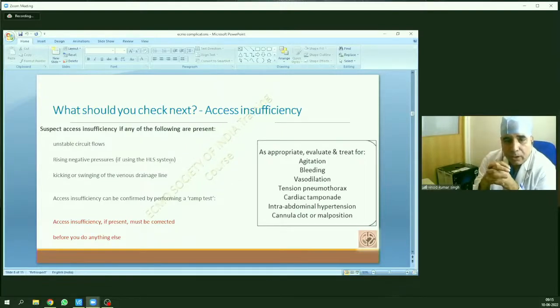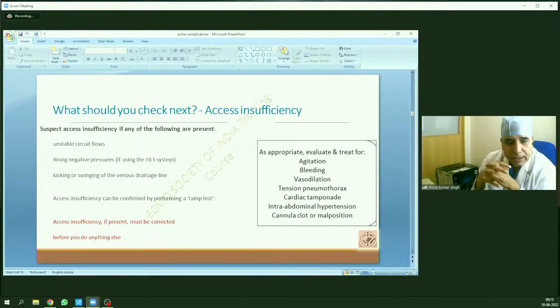Once you have looked at all and corrected those things, then you should look at the access insufficiency, which is the next common cause of hypoxemia. It could be due to unstable circuit flow, which could be a rise in negative pressure, which will tell you that there is access insufficiency. It could be kinking and swinging of the cannula, and other causes we will discuss here also.